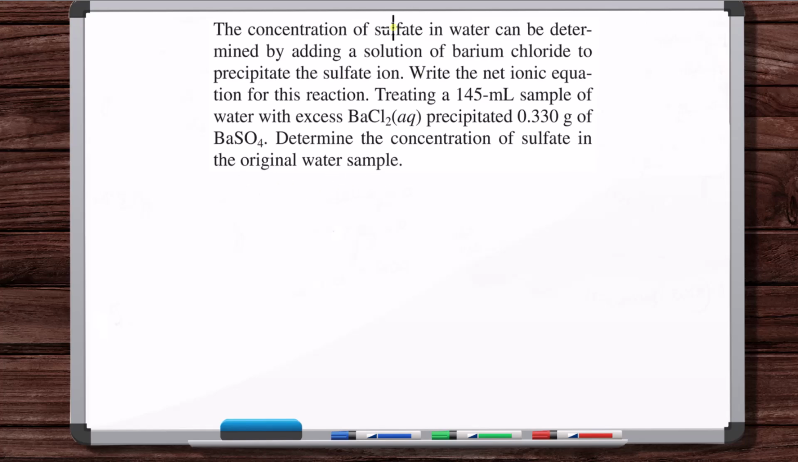So let's start off by writing the net ionic equation for this reaction. We've got sulfate in water, so SO4 2- aqueous.